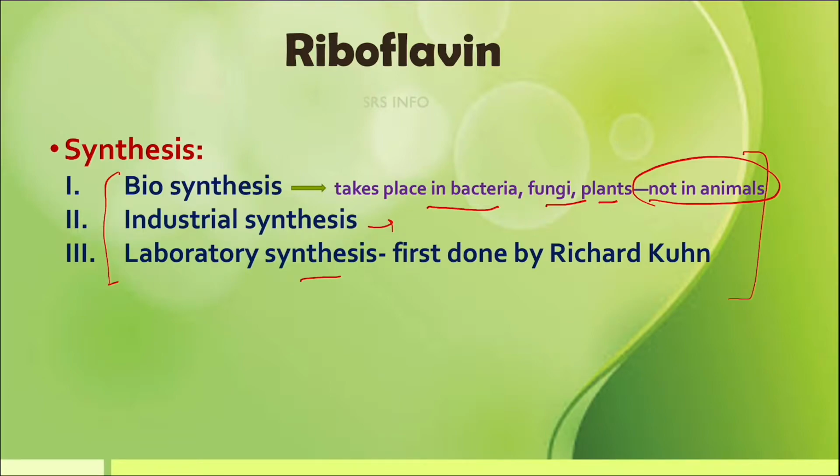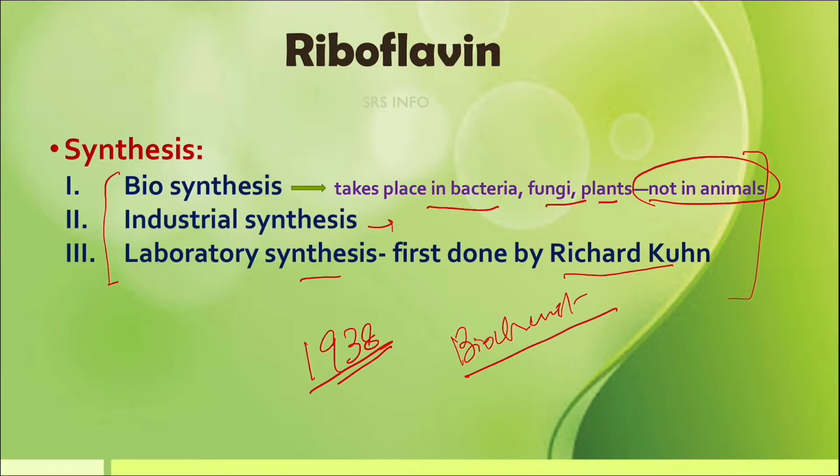The first laboratory synthesis of riboflavin was done by Richard Kuhn. Richard Kuhn was a famous Austrian-German biochemist. He was a biochemist and he got the Nobel Prize in 1938 for his work on carotenoids and vitamins. He got the Nobel Prize for his study on this topic. So he was a famous biochemist. He did the first laboratory synthesis of riboflavin.